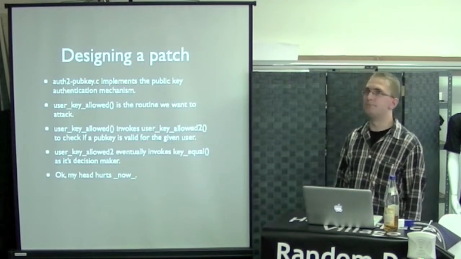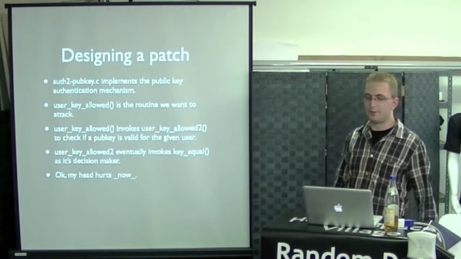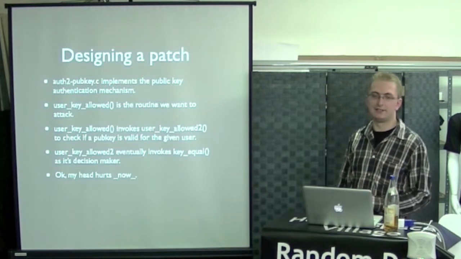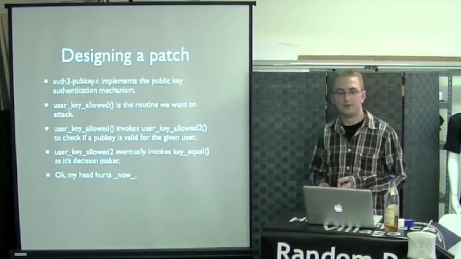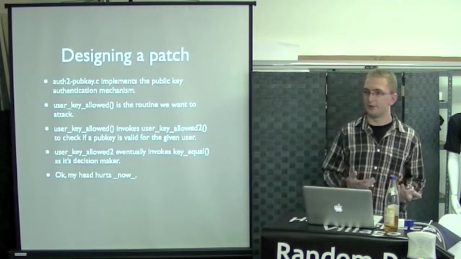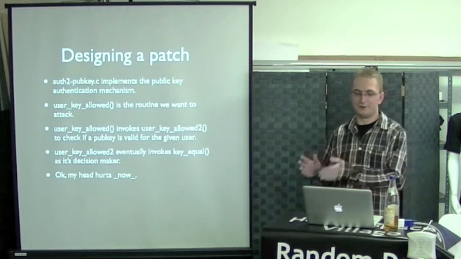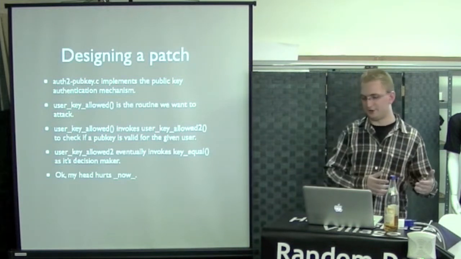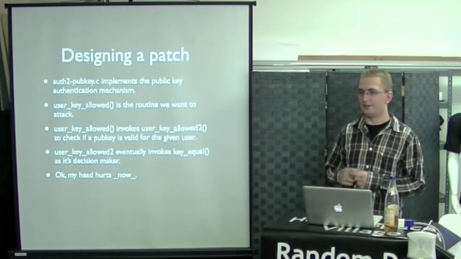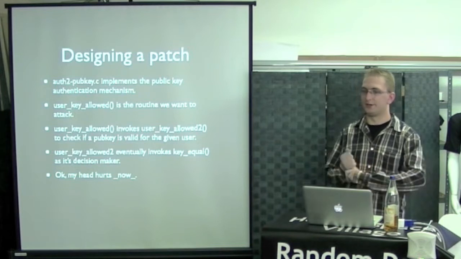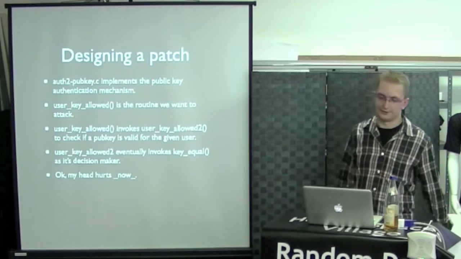So this was a pretty hair-pulling process to get right. There's out2pubkey.c, which implements the public key authentication mechanism. In there you have a user key allowed routine, which is basically what we want to attack. But then there's some indirection. User key allowed calls user key allowed 2, and there's some more indirection, and eventually it comes to a key equal call, and that's the decision maker, which returns integer 1 for authentication successful or integer 0 for failure.